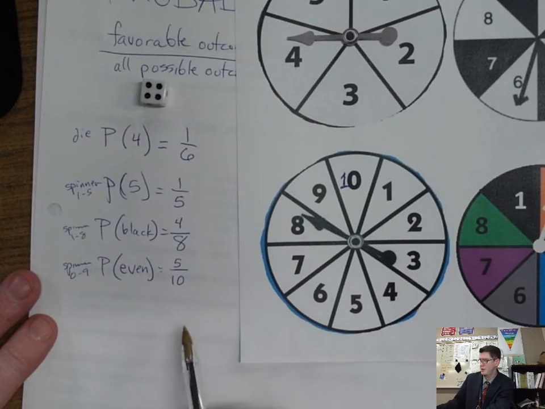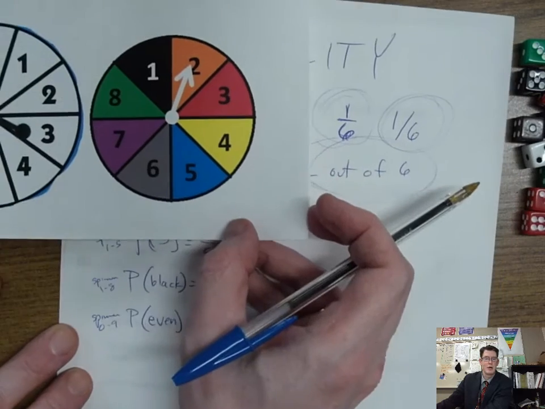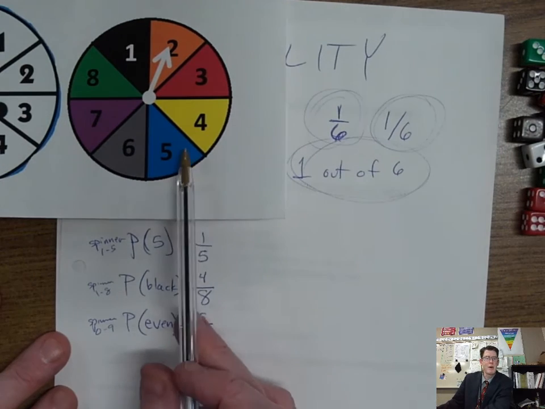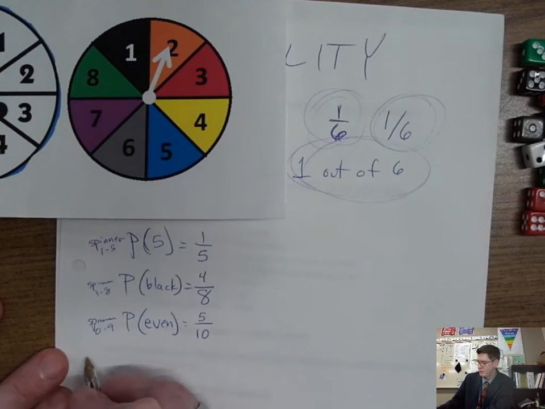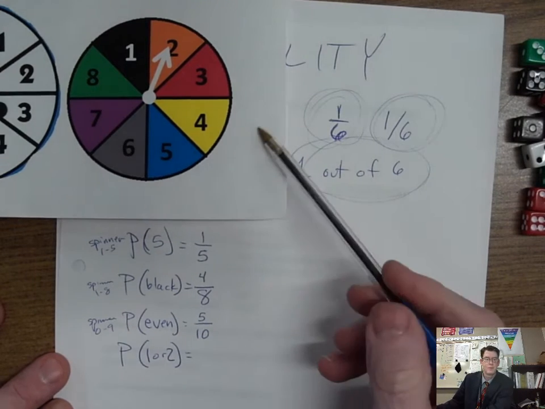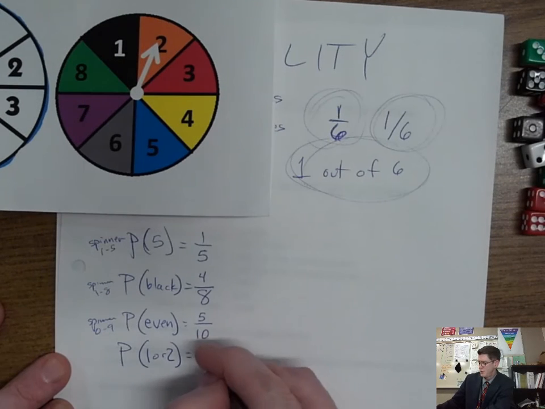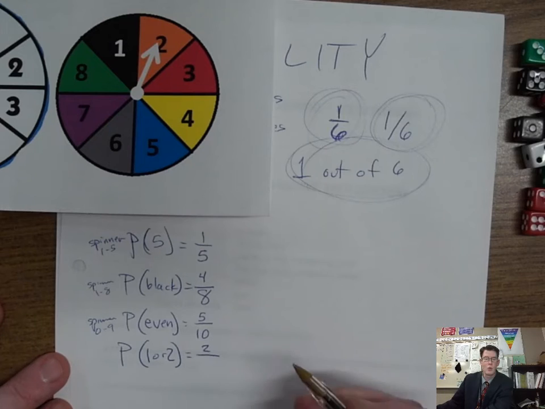And then lastly, let's say I want to do this last colorful spinner. On this spinner, what's the probability that I'm going to roll, let's say, a 1 or a 2? So the probability of rolling a 1 or 2. Well, let's see, how many 1s or 2s are there? There's this many. There's 2 of them. So there's 2 possible ways to get a 1 or a 2 out of 8.